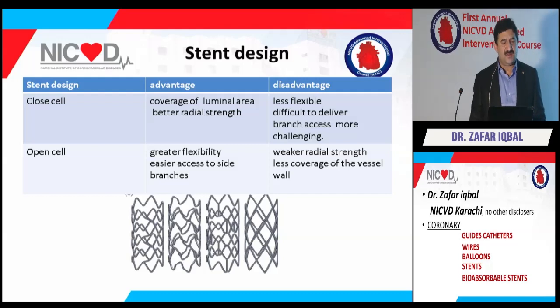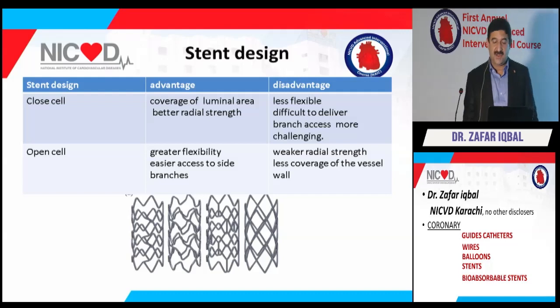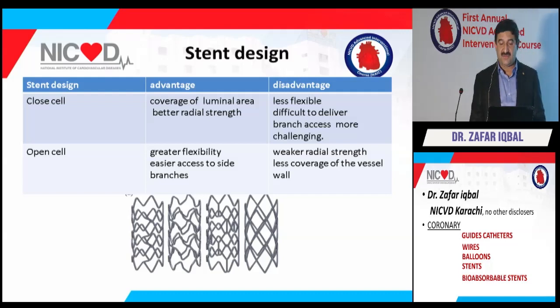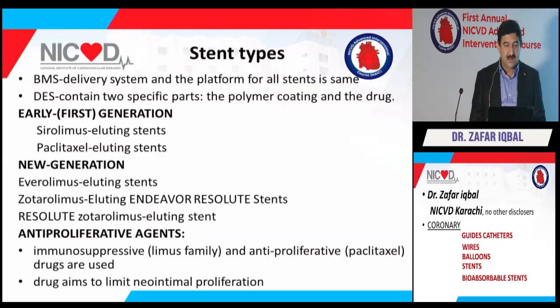Stent design also has some stents which have closed cells and open cells. Both have their advantages and limitations. Closed cells have the advantage of coverage of the luminal area and better radial strength, but they are less flexible and difficult to deliver. The open cell has great flexibility and easier access to the side branch, but has weaker radial strength and less coverage of the vessel wall. So depending upon the cell size, they have their limitations and advantages.